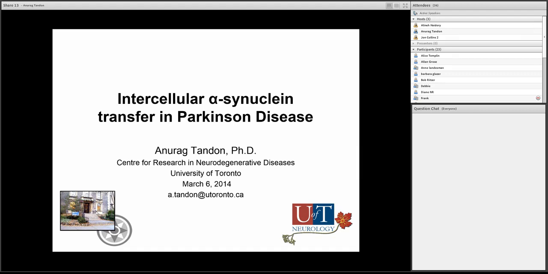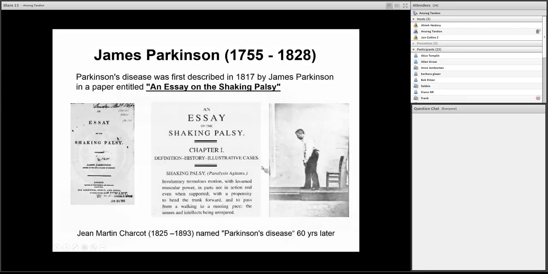So I'm going to be talking about the intercellular alpha-synuclein transfer in Parkinson's disease. It's kind of a complicated title, and I will start off with a little bit of background about Parkinson's disease. Given that you are visiting this seminar, you're probably aware of most of the basic facts about Parkinson's disease.